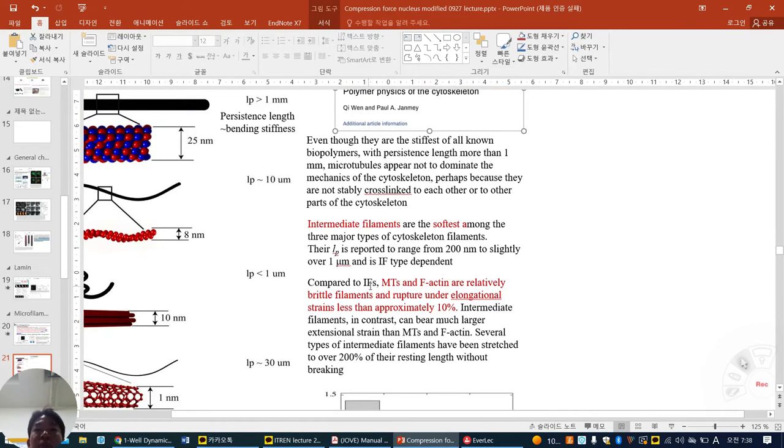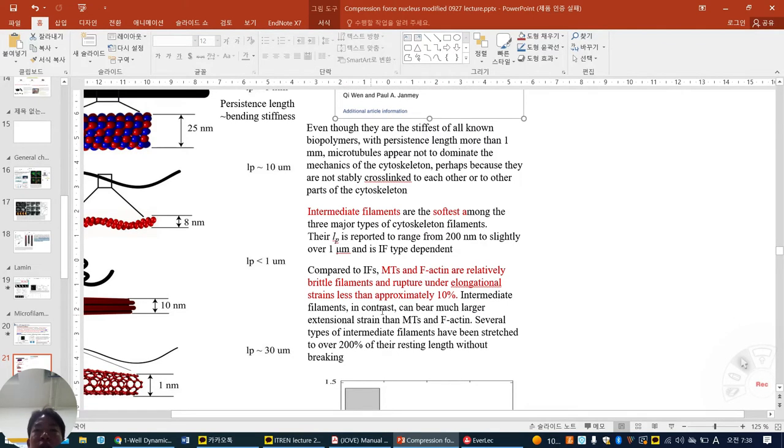Compared to the intermediate filament, microtubule and actin are relatively brittle filaments and rupture under elongational strain of less than 10%. Intermediate filament, however, can bear much larger extension strain than microtubule and actin. Several types of intermediate filament have been stretched up to 200%.